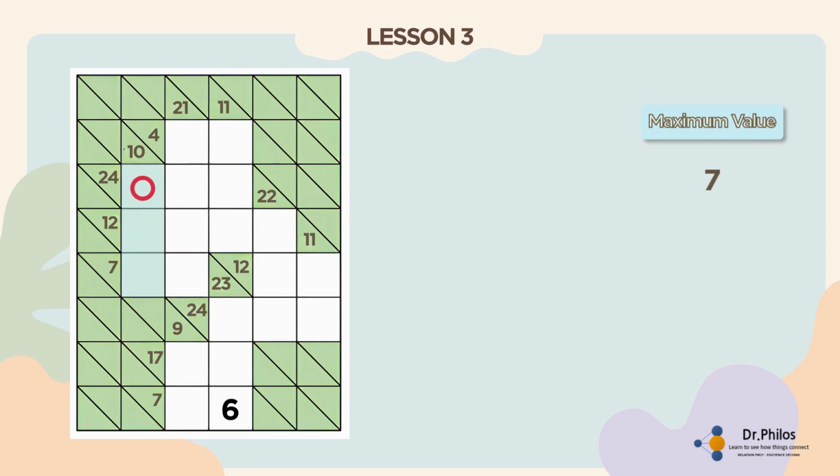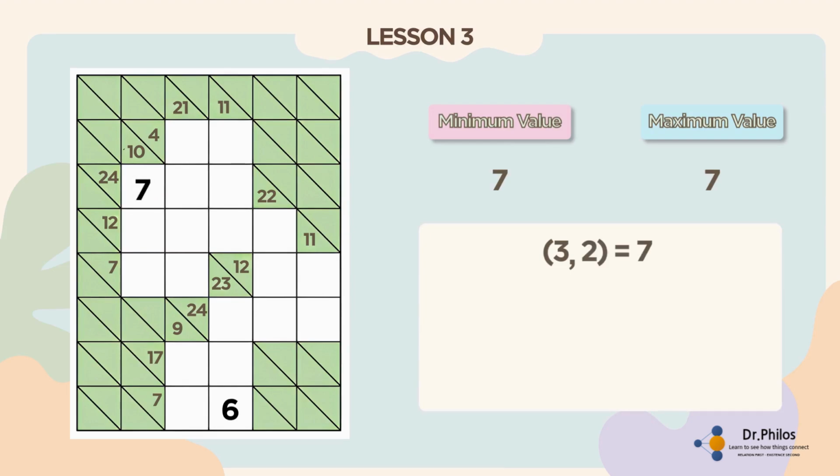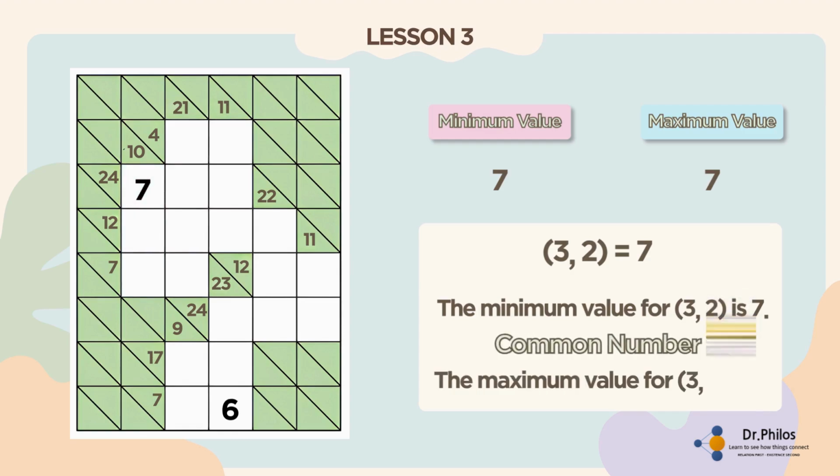Looking at the 24 line, the smallest number among 9, 8, and 7 is 7, so the minimum value is also 7. Can you tell me your answer and explain why? 3, 2 is 7. Because looking at the 24 line, the minimum value is 7, and looking at the 10 line, the maximum value is 7, and the only common number is 7.